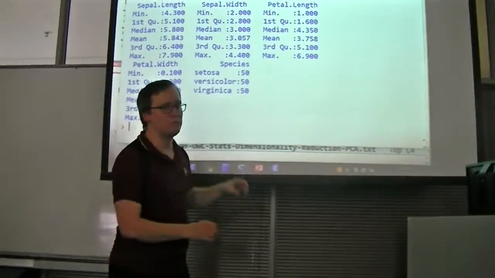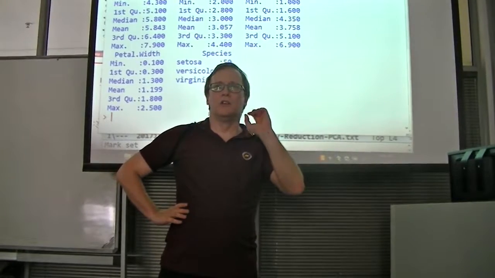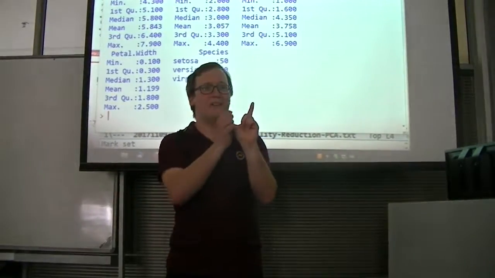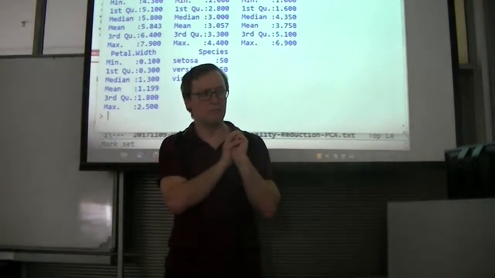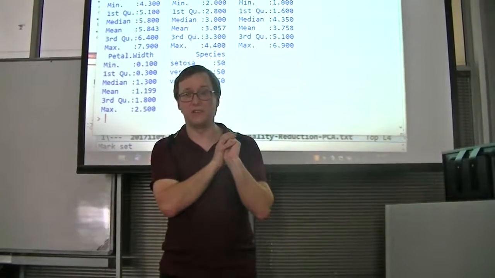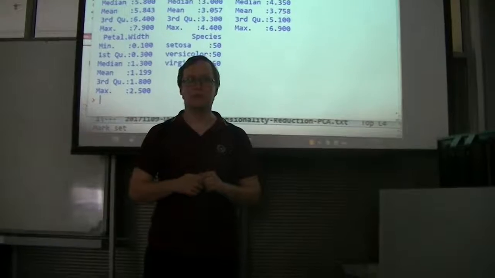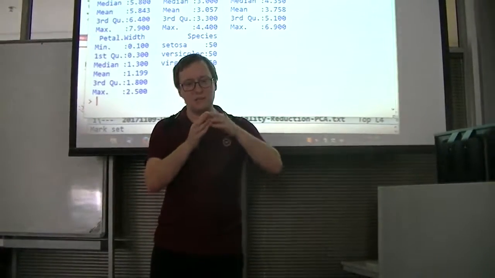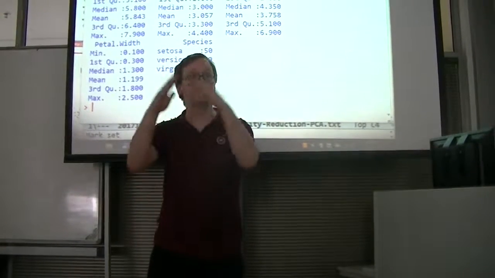All right. So just as an offhand guess, does a plant with a long sepal also have a wide sepal? Likely. Not necessarily, but likely. I think likely is true. So it is probable that a sepal that is long also tends to be wide, and that a petal that is long also tends to be wide.